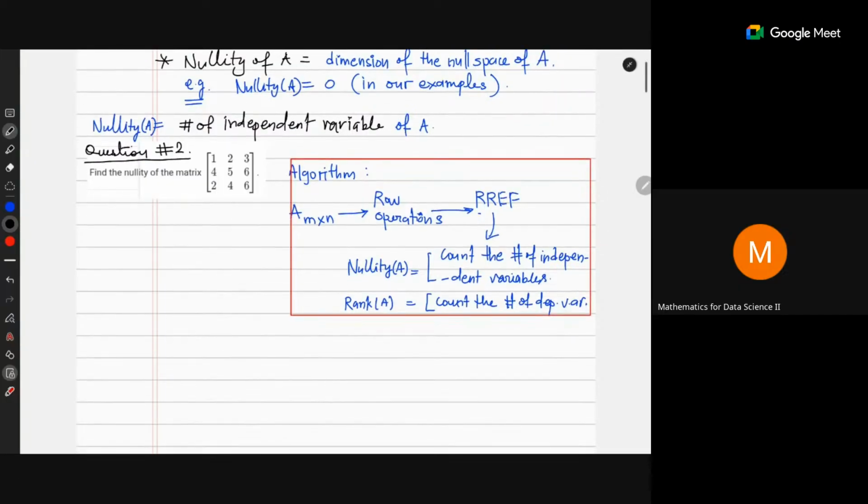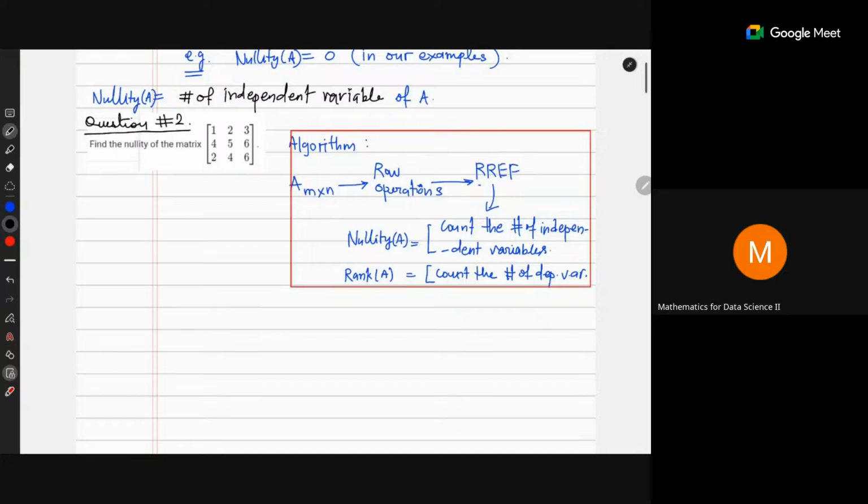Okay, so what are the row operations that we are going to perform on this matrix? R2 becomes R2 minus 4R1 and R3 becomes R3 minus 2R1. Correct. So the first row operation that you apply is R2 minus 4R1 and R3 minus 2R1. All right.